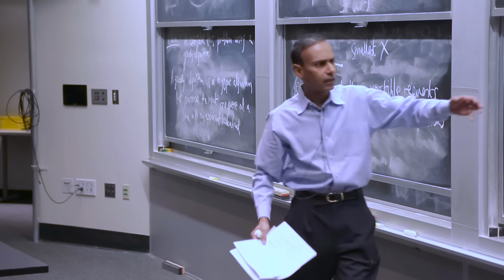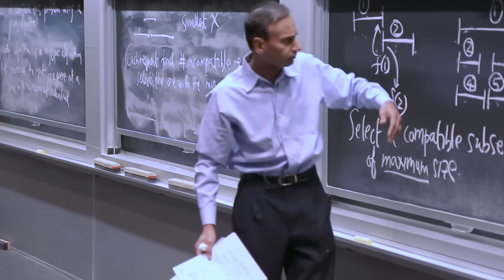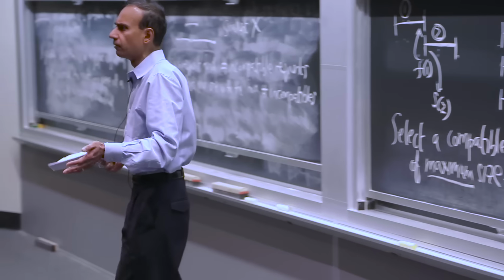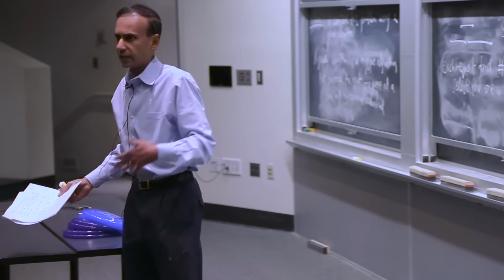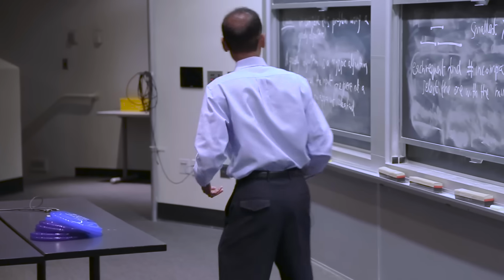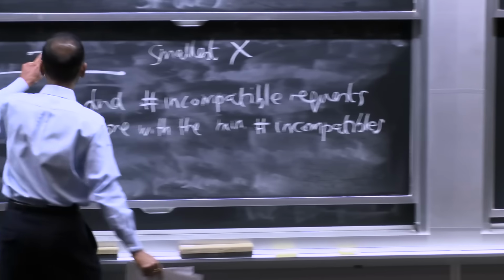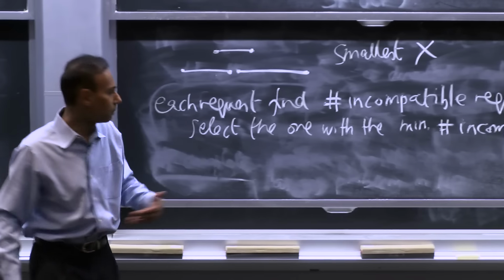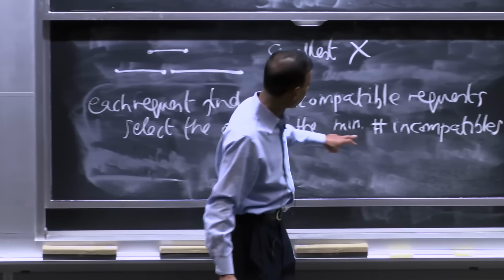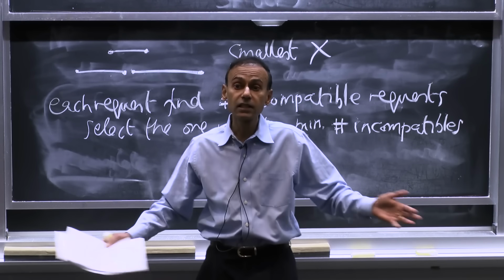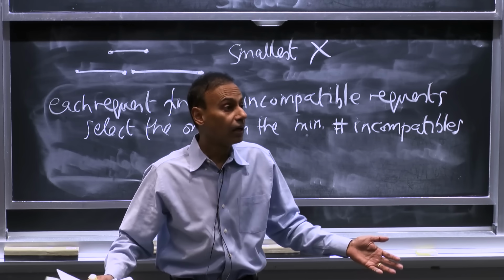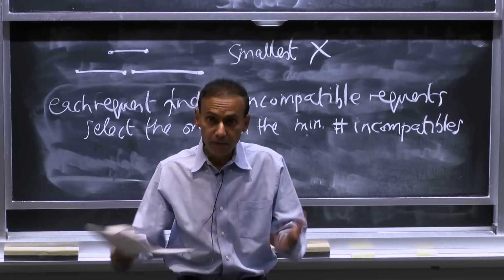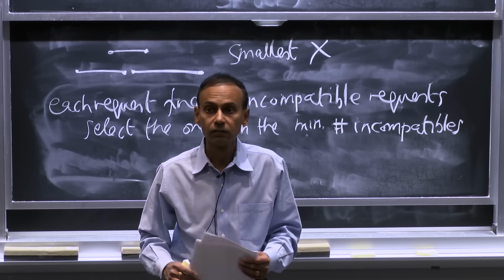So just to be clear, in this case, you would not select 1 because clearly 1 is incompatible with every other request, right? So that clearly is not numeric order. In this case, you would not select this one because it's incompatible with this one and that one. Right? So you select the one which has the minimum number of incompatibles. Right? So do you think this is going to produce the correct answer, the maximum answer in every possible case?